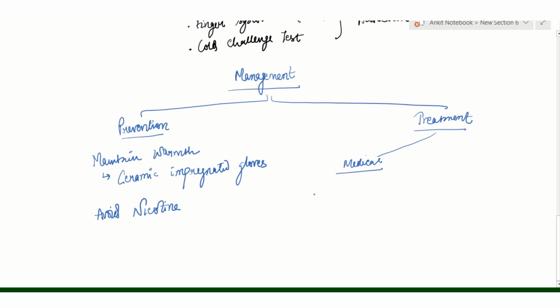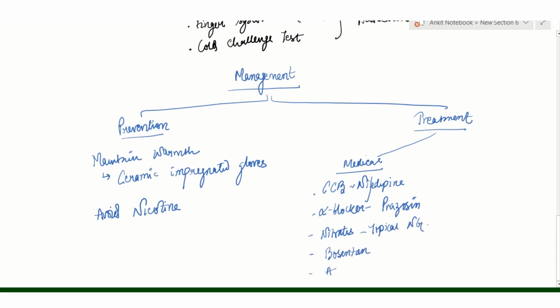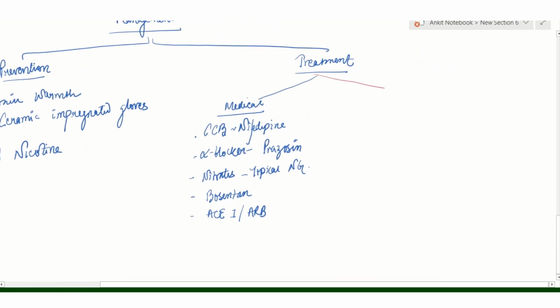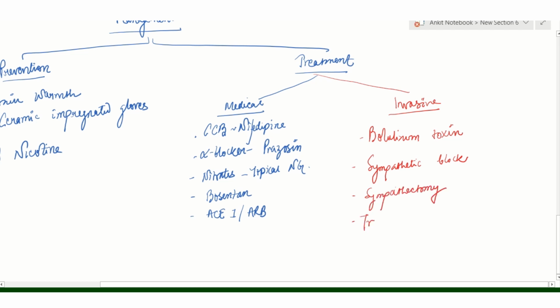The medical therapy includes calcium channel blockers like nifedipine, alpha blockers like prazosin, nitrates in the form of topical nitroglycerin, bosentan which is an endothelin receptor antagonist, and angiotensin converting enzyme inhibitors and ARBs. Invasive therapies include botulinum toxin injection, sympathetic block, which will cause vasodilatation. Similarly, sympathectomy can also be done, and transcutaneous nerve stimulation.